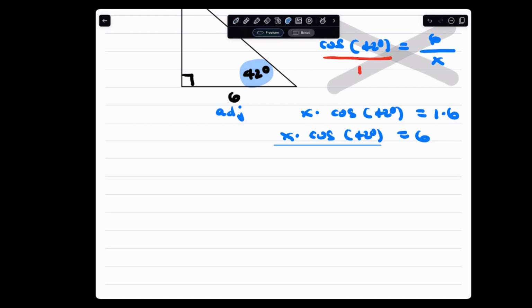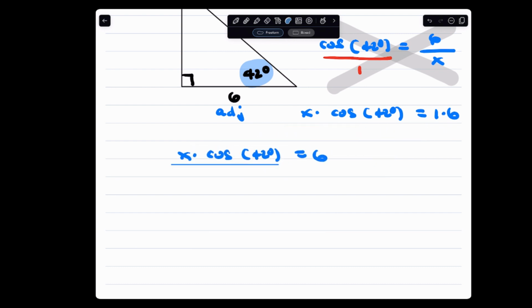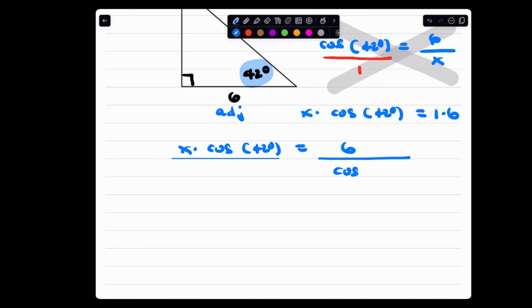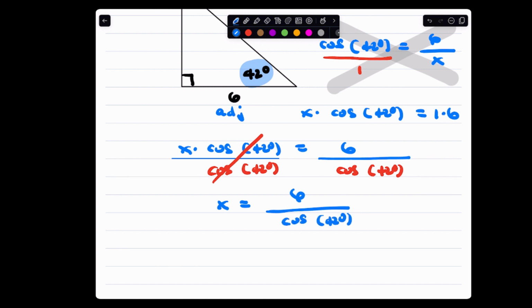So what are you going to do? You're going to divide both sides by cosine of 42, the number. I'm going to put that in red just so you guys can see that, okay? All right, we get cancellation. What do you guys have here? This means x will be 6 over cosine of 42 degrees.